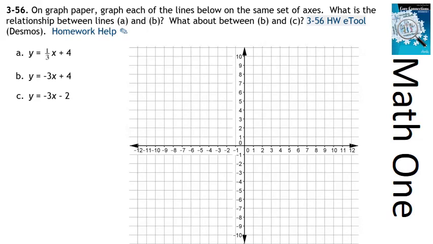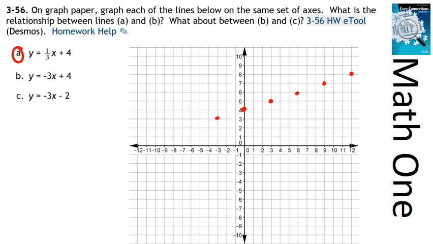On graph paper, graph each of the lines below on the same set of axes, and then it's going to ask me some questions about the relationship between lines. So let's start with A. A has a y-intercept, I'll do this one in red, at positive 4, and a slope pattern of up 1 and then over 3 units. So up 1, over 1, 2, 3, up 1, over 3, etc. I can also go down 1 and back 3 to extend the pattern that way.